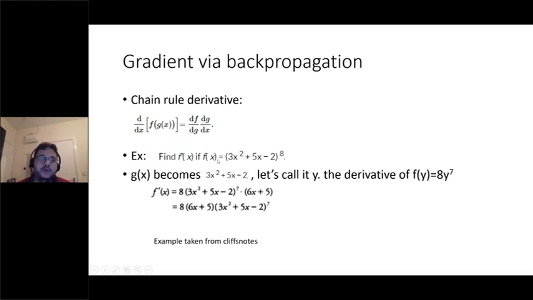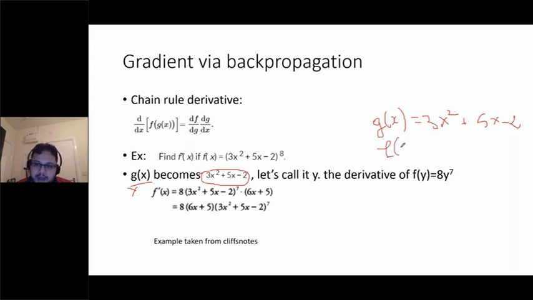Here is an example. We have this function, f(x) equals this. If we put g(x) equals 3x squared plus 5x minus 2, I've done it here. If we put g(x) equal this, and let's call g(x) y, f becomes, let's put it that way, f of y equals what? y to the power of 8.